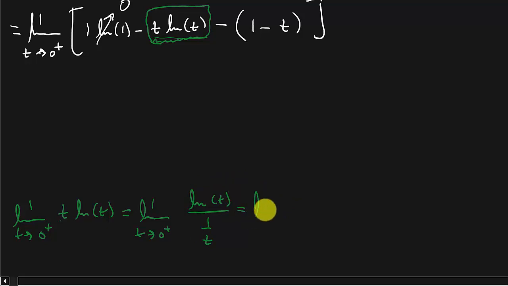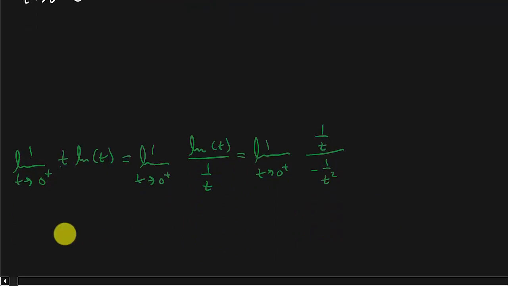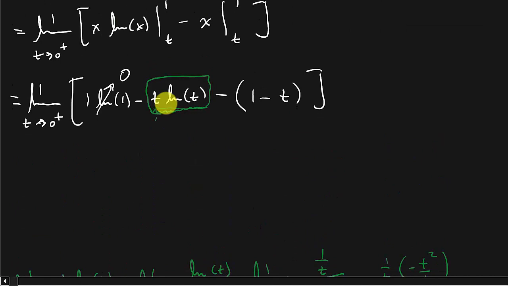And so this is going to be the limit as t goes to 0 from the right of 1 over t, over the derivative of 1 over t, which is negative 1 over t squared. And that is going to give me the limit as t goes to 0 from the right of 1 over t times negative t squared over 1, times the reciprocal. So this is going to be negative t, which is negative 0, which is 0. And so that tells us this term here goes to 0.